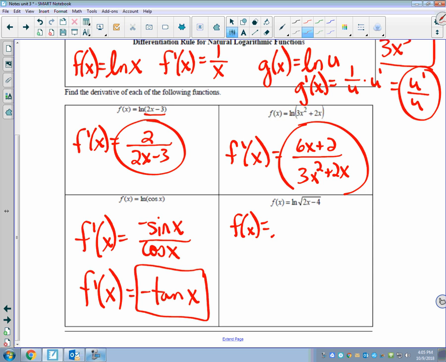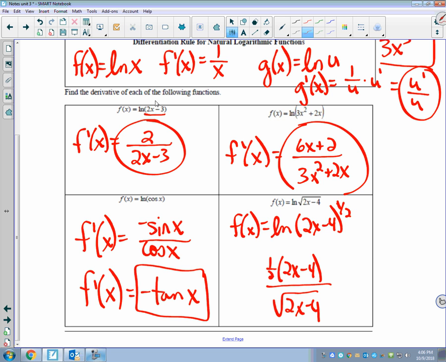And now this one looks terrible, doesn't it? This one is like ln parenthesis 2x minus 4 all to the 1/2 power. And we can't just take 1/2 of 2 and 4 on this one because the exponent is on this one. So this one, the denominator would be the square root of 2x minus 4, or 2x minus 4 to the 1/2. The numerator will be the derivative of this. So that would be 1/2 times 2x minus 4 to the negative 1/2 times the derivative of the inside, which is 2.